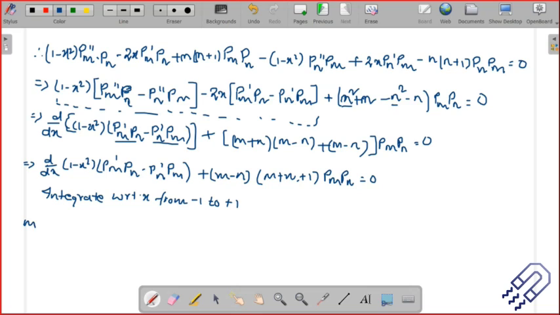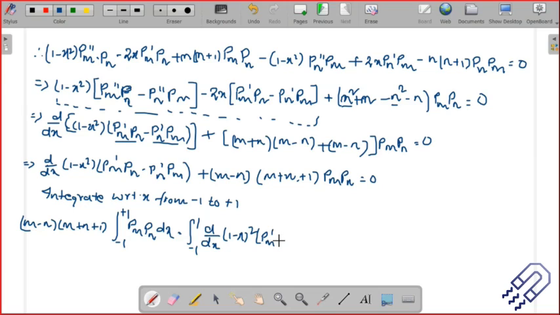So for this term I can just simply write it down as m minus n, and this will be m plus n plus 1, and then I will integrate it from -1 to +1, Pm Pn dx, which is equal to the integration from -1 to +1 of d/dx of (1 minus x square) into (Pm dash Pn minus Pn dash Pm) dx.